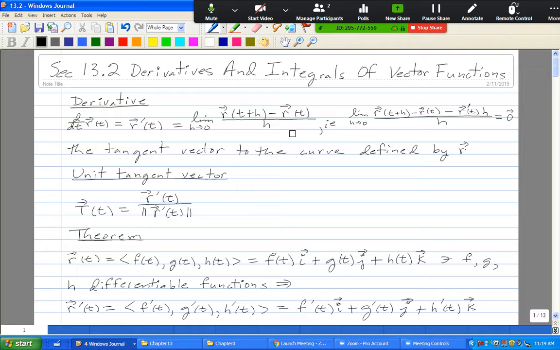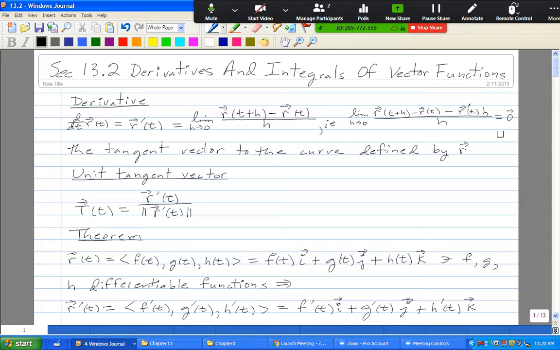A better way of stating this: there exists some function r prime of t such that the vector function r prime of t times h, this is some linear function, satisfying the following. The limit as h approaches 0 of r at t plus h minus r of t minus r prime of t times h, all divided by h, is equal to the 0 vector.